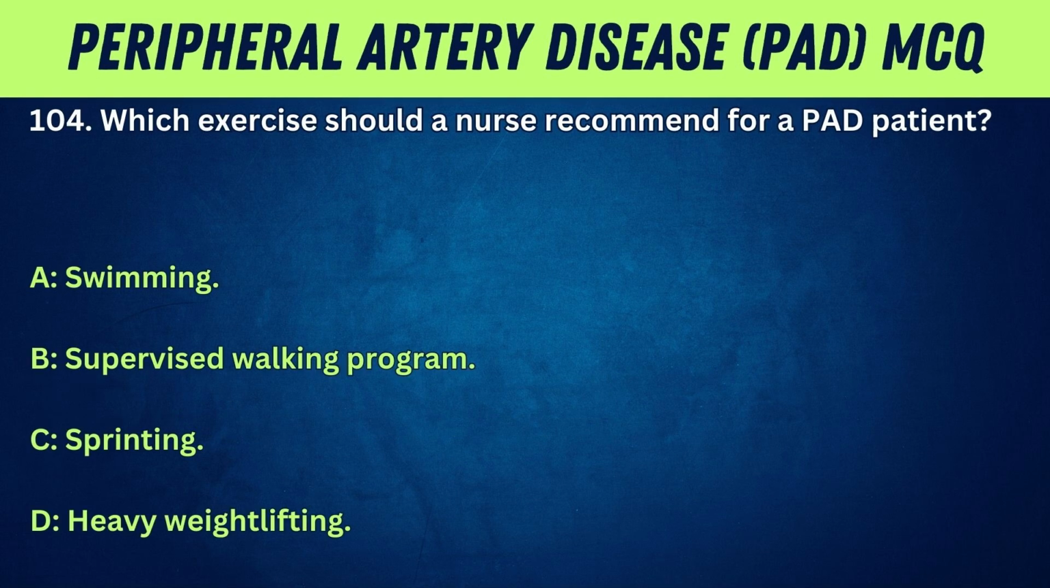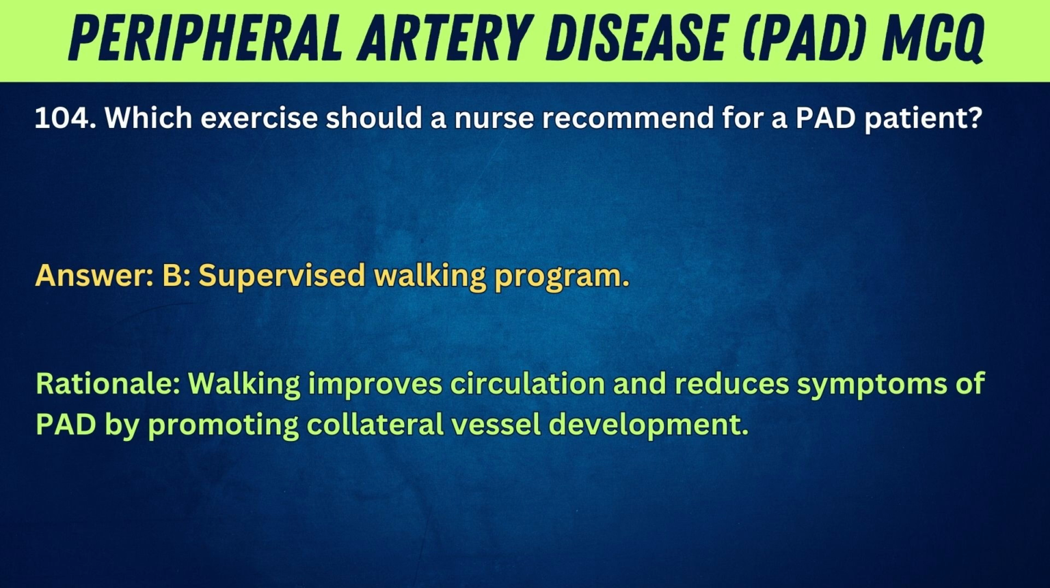104. Which exercise should a nurse recommend for a PAD patient? A. Swimming. B. Supervised walking program. C. Sprinting. D. Heavy weightlifting. Answer: B. Supervised walking program. Rationale: walking improves circulation and reduces symptoms of PAD by promoting collateral vessel development.